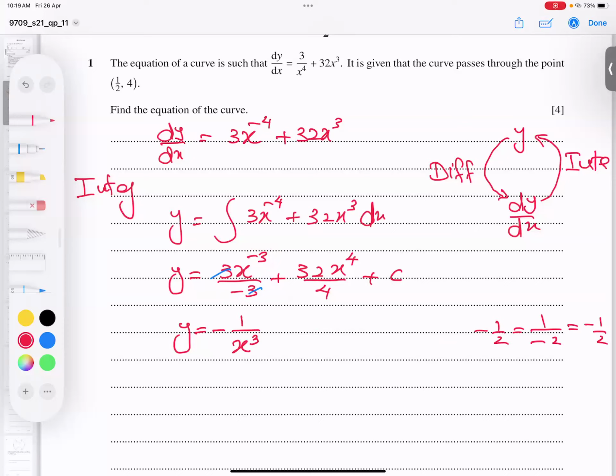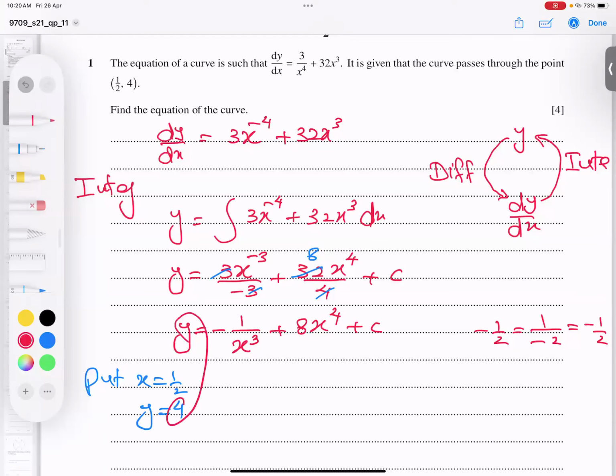Okay, and what about this 8? 4 1s are 4, 8 4s are 32. I got 8x to the power 4 plus c. Now I have been given this point. I will put it here to get the c value: x is half and y is 4.